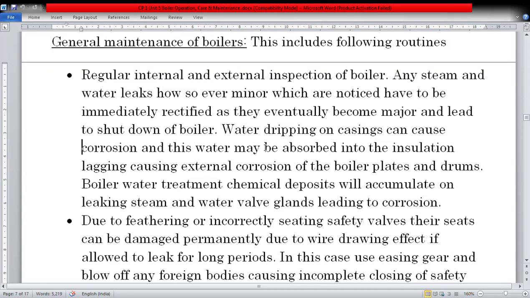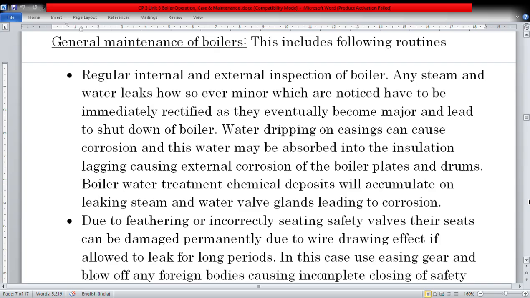So in this video, we'll discuss the general maintenance of the boiler. What is the general maintenance that we carry out on a boiler? This was a direct question by the surveyor, and we should know it. And as engineers, when we go on board, we also need to know it.